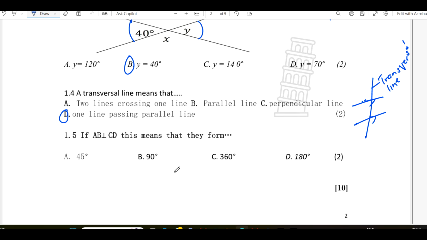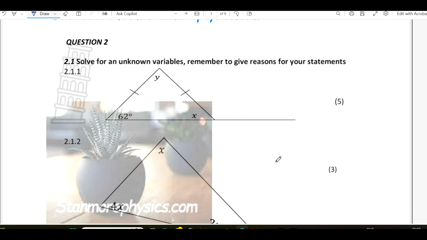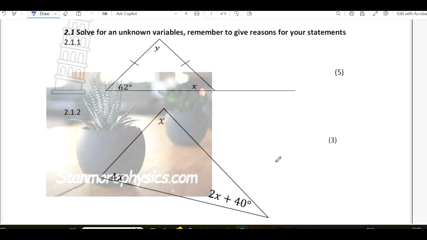If AB is perpendicular, this symbol here in the middle means perpendicular. Whenever you see this, it means perpendicular. And perpendicular all the time goes with 90 degrees. We know that in a perpendicular line we have 90 degrees. So the correct option is B.